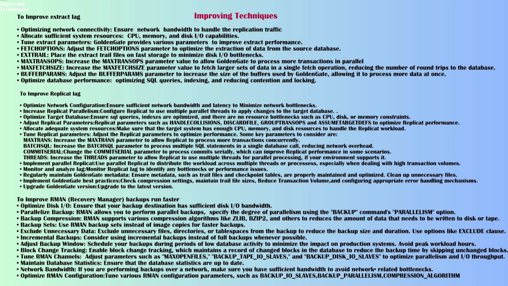Upgrade GoldenGate version. If you are using an older version of Oracle GoldenGate, consider upgrading to the latest version. Each new release often includes performance improvements and bug fixes that can help reduce extract lag. Monitor and resolve bottlenecks. Continuously monitor the GoldenGate environment to identify any bottlenecks or issues causing extract lag. Use GoldenGate monitoring tools such as GoldenGate Monitor or Oracle Enterprise Manager to gain insights into the performance metrics and troubleshoot any problems. Review source system load.